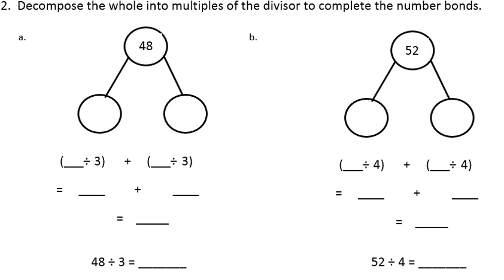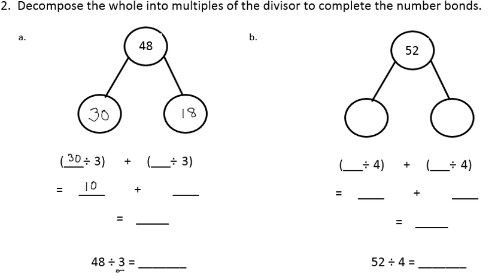We're going to work through these problems the same way, but as you can see, we're not given a partial number bond. We need to fill in the answers ourselves, knowing that we're dividing 48 by 3, and I know that each part of my number bond needs to be divisible by 3. I'm going to start with 30 and 18. It's easy for me to start with 30 because I know that 30 divided by 3 is 10.